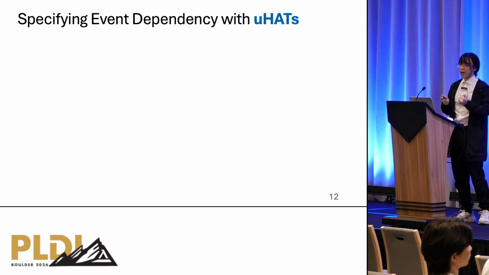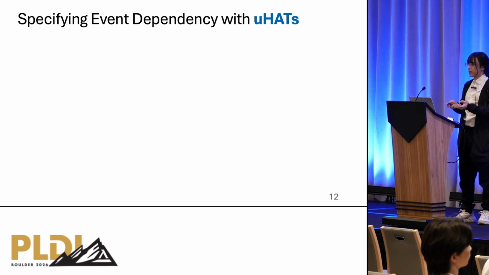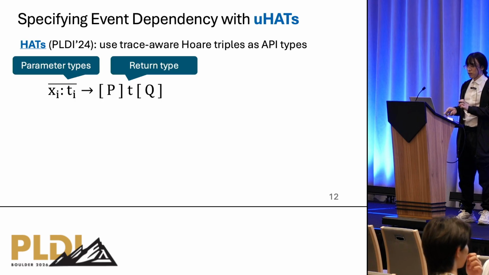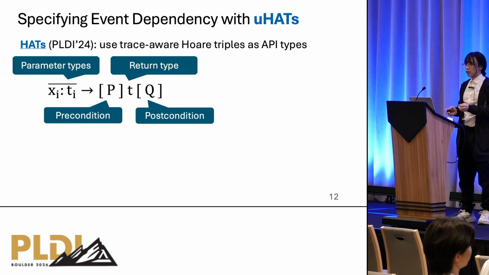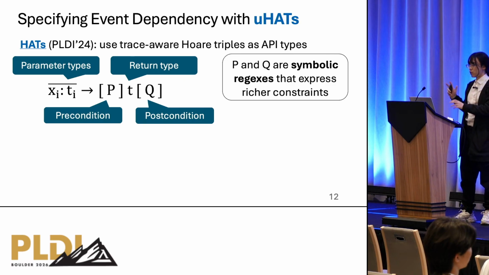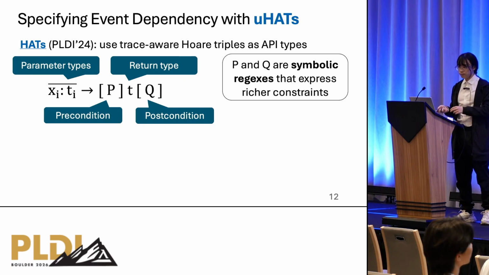So how can we specify the event dependency? We introduce a specification language called U-hat. Hat is previous work, a refinement type system equipped with pre- and post-conditions in a Hoare style. It has a parameter type and return type, but also has P and Q, like Hoare logic, but quantified over traces. We want to highlight that P and Q are not just regular expressions, but symbolic ones, which are rich enough to express more complex constraints, like the arithmetic relation in the De Bruijn index.